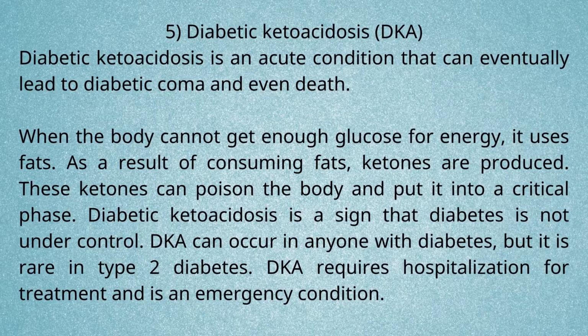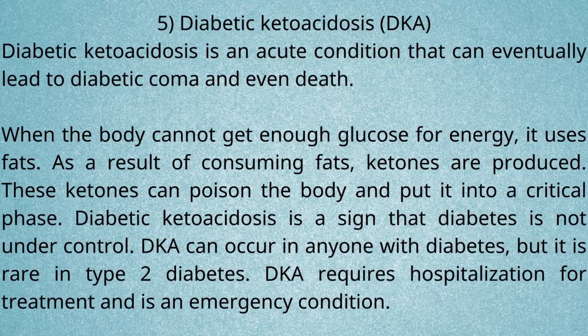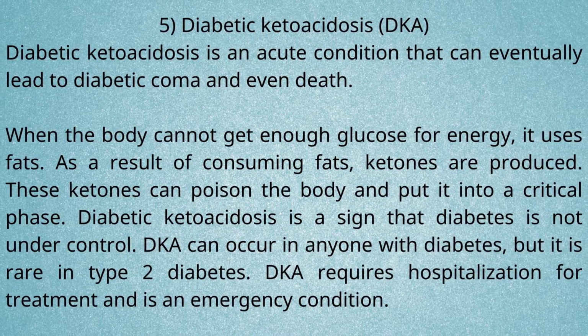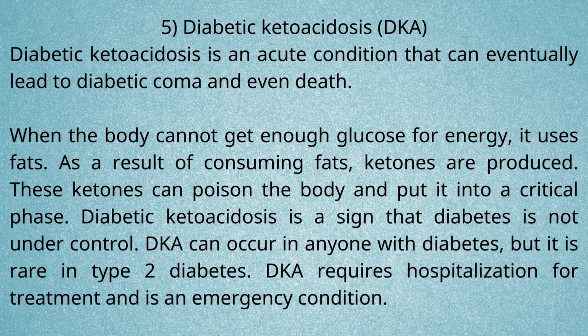5. Diabetic ketoacidosis, DKA. Diabetic ketoacidosis is an acute condition that can eventually lead to diabetic coma and even death. When the body cannot get enough glucose for energy, it uses fats. As a result of consuming fats, ketones are produced. These ketones can poison the body and put it into a critical phase.